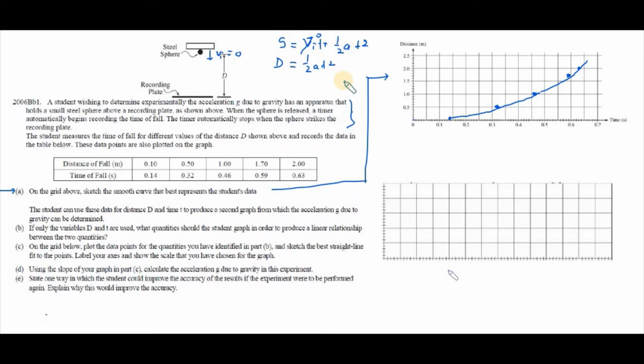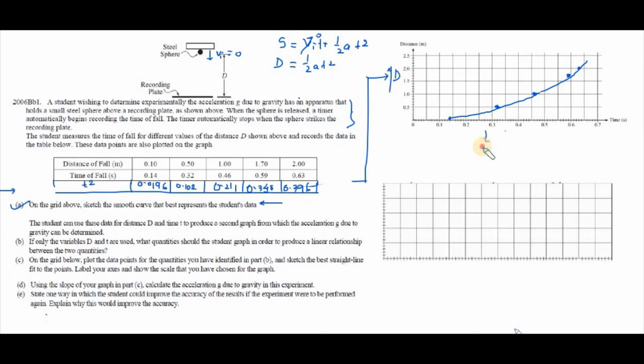That means we can plot d along the y-axis and t along the x-axis. So it's a parabolic graph we have got, and the relation is that d is proportional to t squared. It's a parabolic equation. Since we have got the parabolic equation, the first graph is plotted directly from the data, that is 0.14, 0.32, directly corresponding to the data.